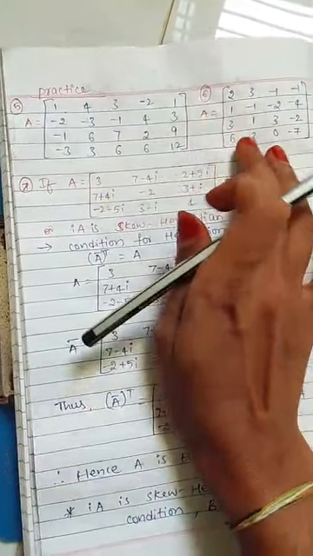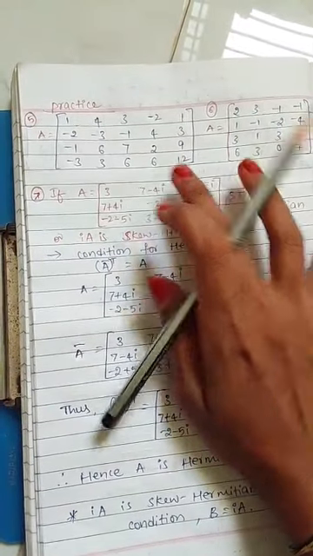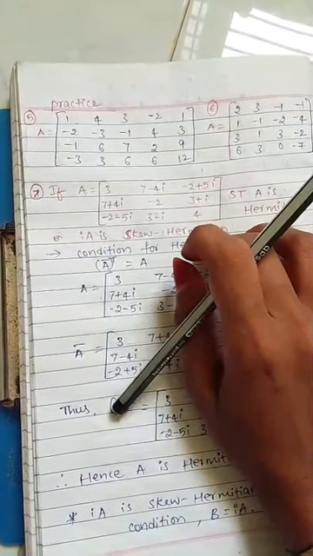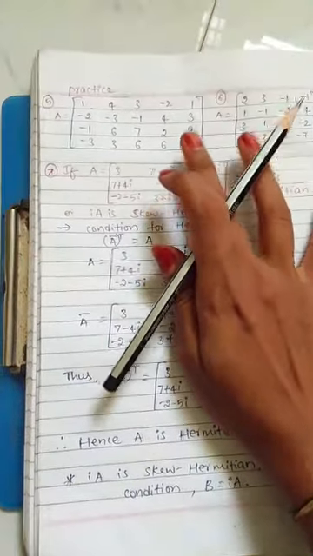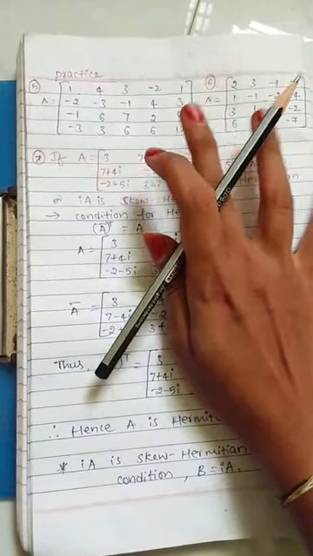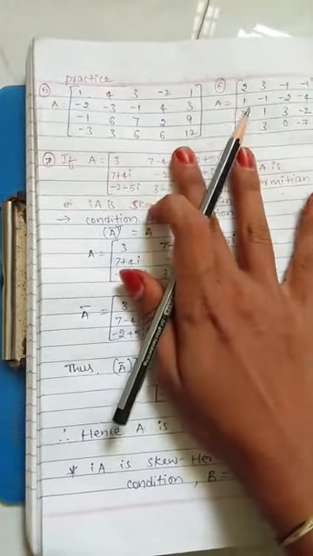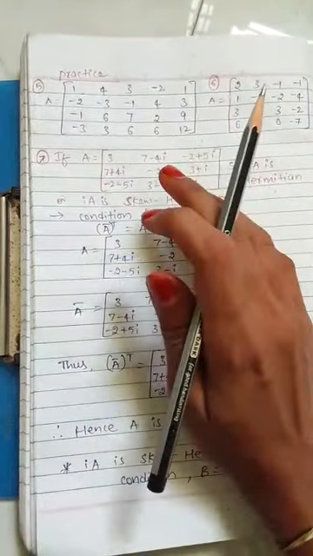You have to do this one and this one, these two, and let me know in the comment section what is the rank of these two matrices. Okay, just do this for your practice, then only you will understand better.